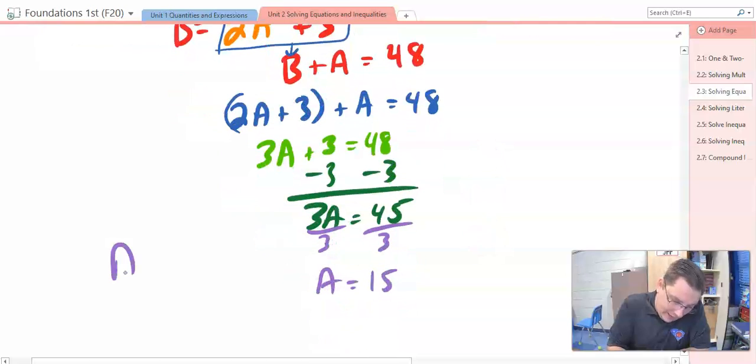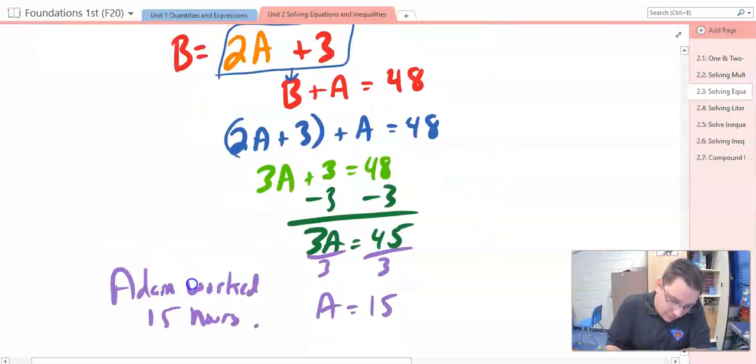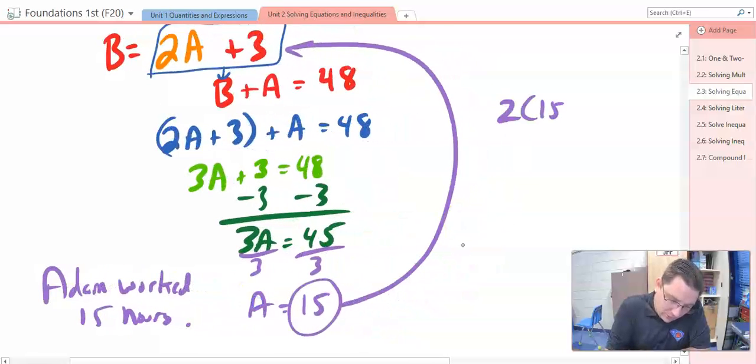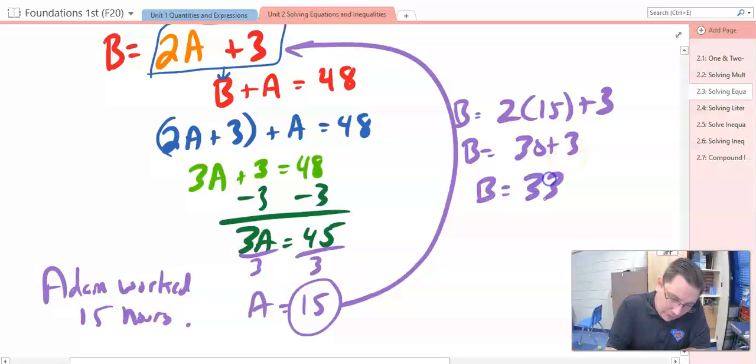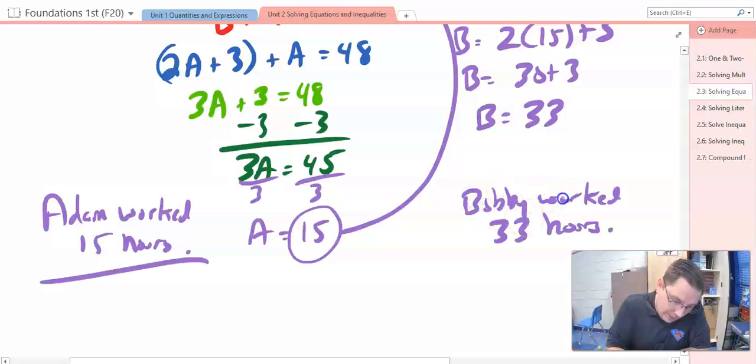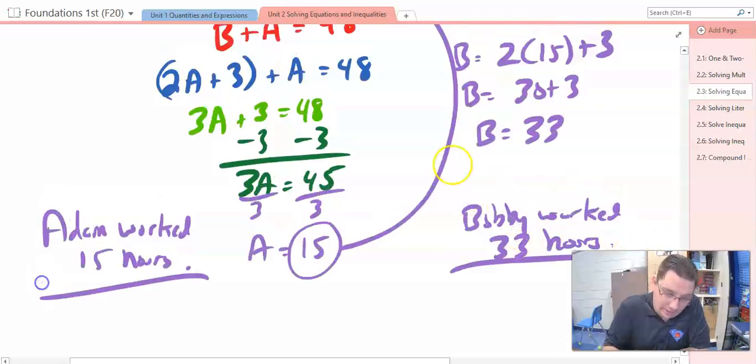Is that Adam worked how many hours? And if Adam worked 15 hours, we're going to take this back now and figure out for Bobby. And so 2 times the 15 plus 3 is our Bobby. So B is equal to 30 plus 3. So B is equal to 33. So Bobby worked what? 33 hours.